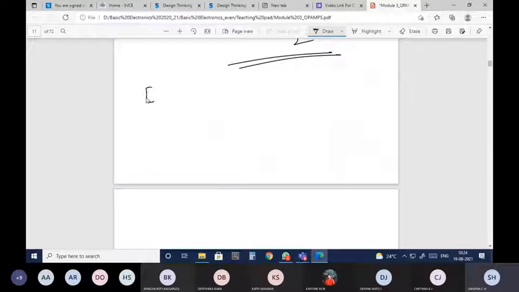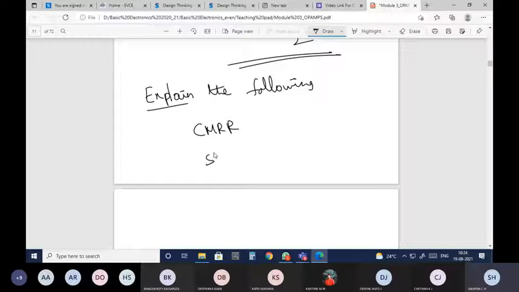Recently, in the chemistry cycle exam they have written, they asked to explain the following: common mode rejection ratio, slew rate, and common mode gain.